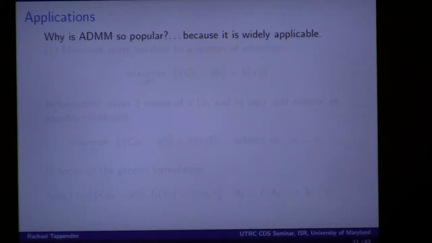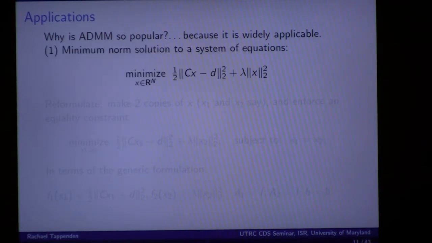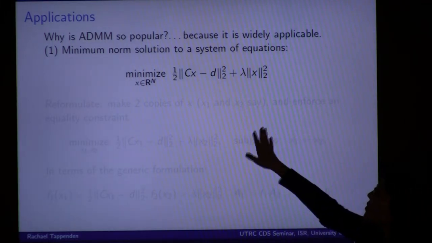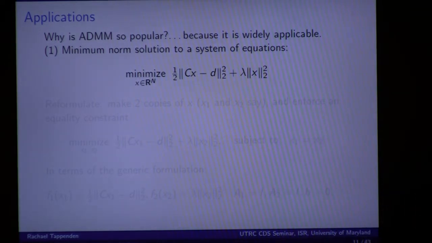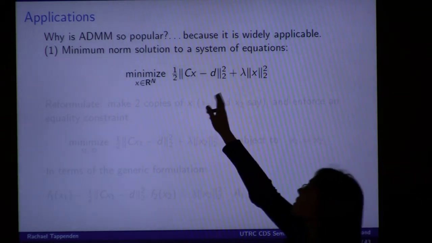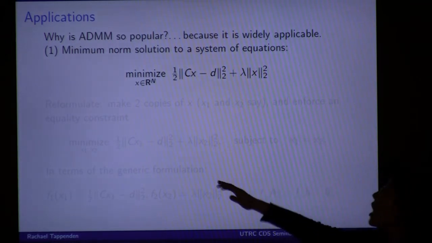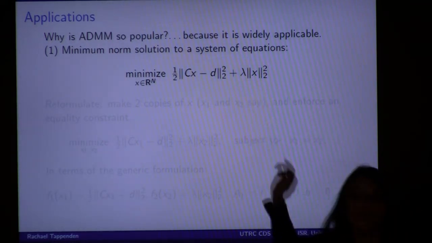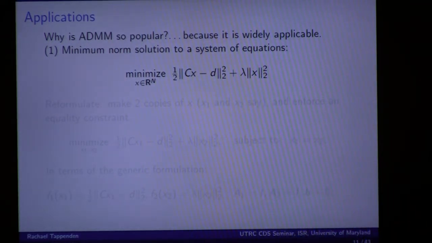So it's popular because we have some sense of convergence guarantees, and it's also popular because it's widely applicable. I know I've given you some pictures of these applications, but I've also given you an optimization problem. How do these problems fit this structure? So suppose we wanted to solve this minimum norm solution to a system of equations, have some matrix C, some right-hand side D. I want to solve this system, but I want to add some regularization. I want a small norm.